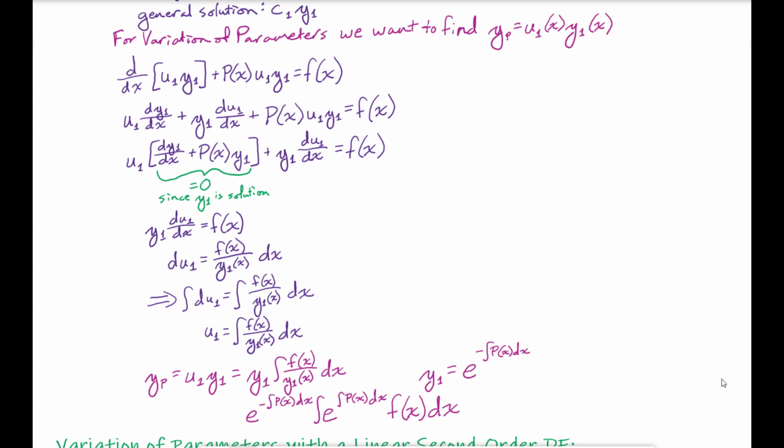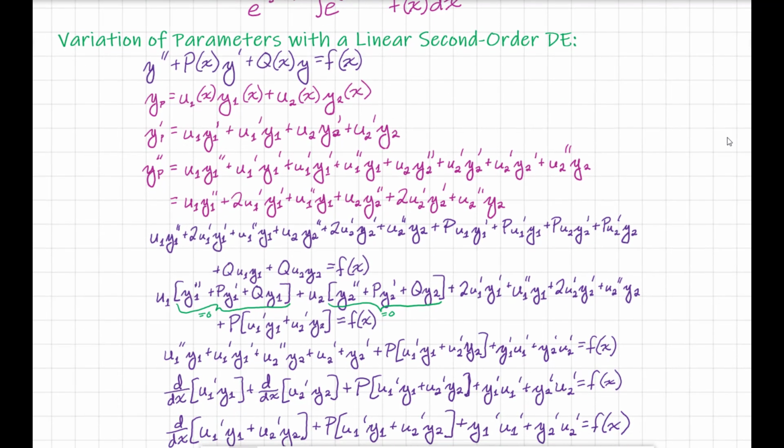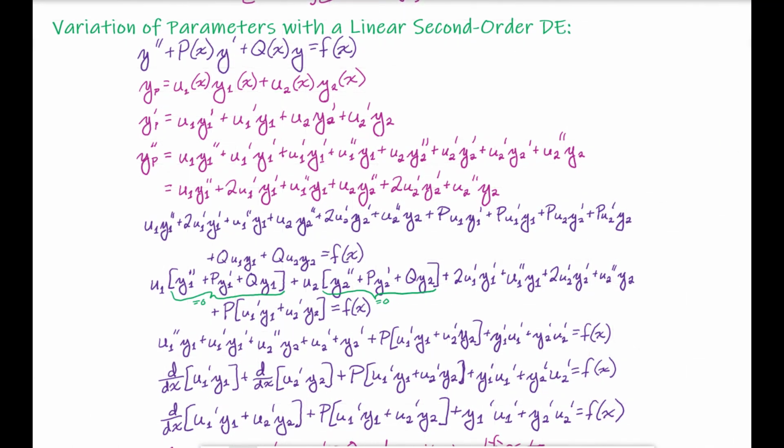So let's take a look at it with a second order differential equation. With a generic second order differential equation, we have the second derivative of y plus p of x times the first derivative of y plus q of x times y equals f of x. I want y sub p to look like u1 of x times y1 of x plus u2 of x times y2 of x in this case.